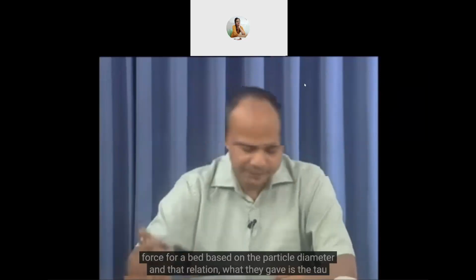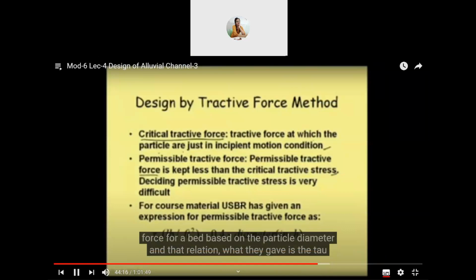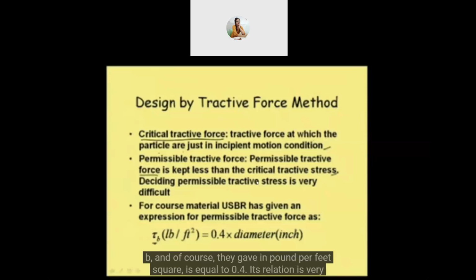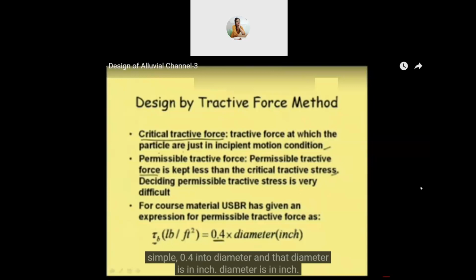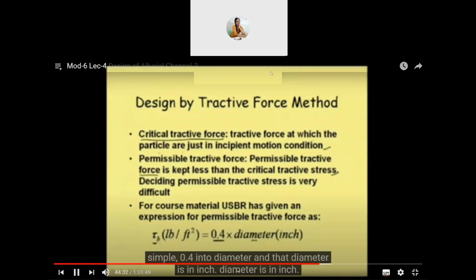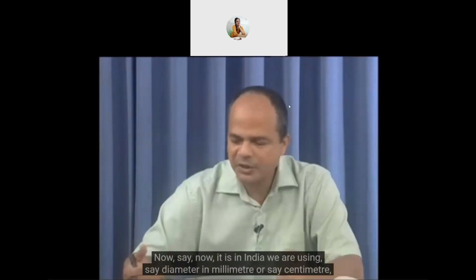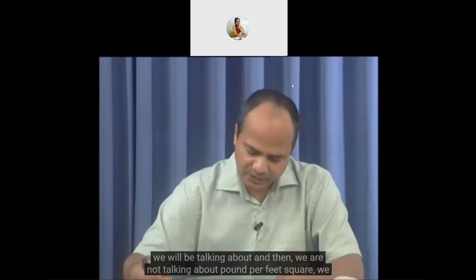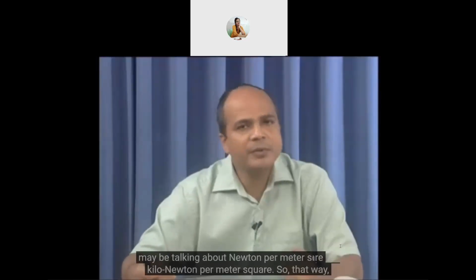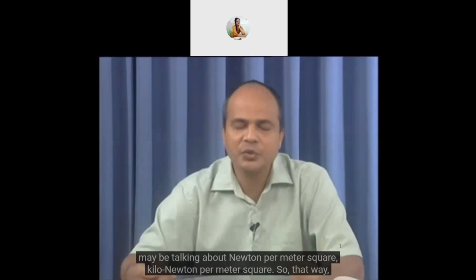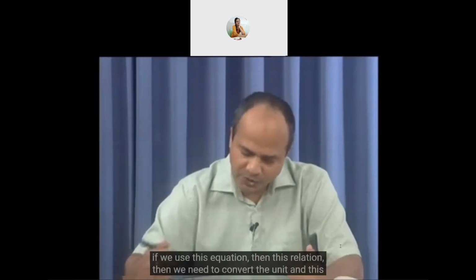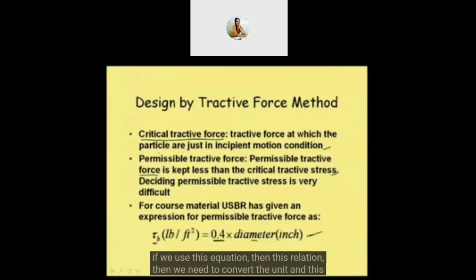And the relation they gave is tau b, in pound per feet square, equal to 0.4 into diameter, and that diameter is in inch. The relation is very simple. Diameter is in inch. Now in India we are using diameter in millimeter or centimeter, and we are not talking about pound per feet square, we may be talking about Newton per meter square, kilonewton per meter square. So if we use this equation, then we need to convert the units, and it is well known how we can convert from inch to centimeter.